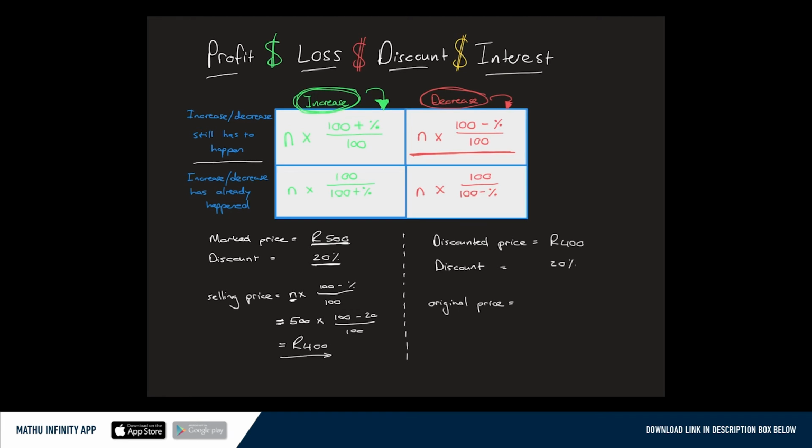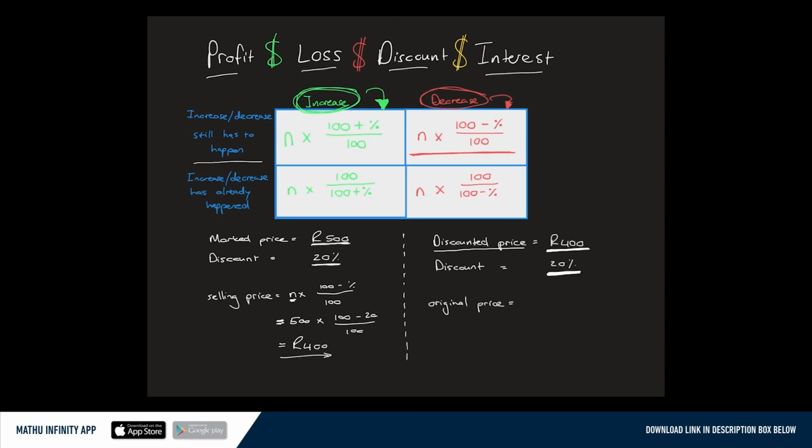On the right hand side, they tell us, well, if I sell you a shirt for 400 Rand, but I tell you that this is the discounted price, this price already includes a 20% discount. Can you work out what was the original price if I didn't have the discount? Okay, so before I did the decrease, what was the price?